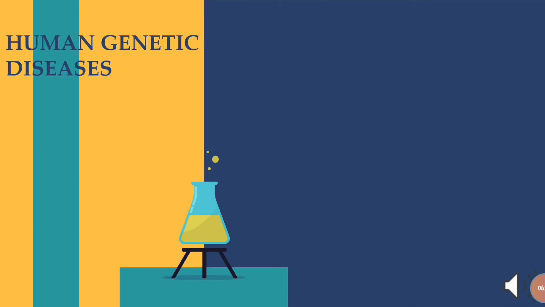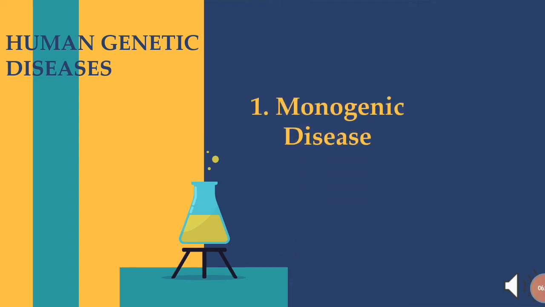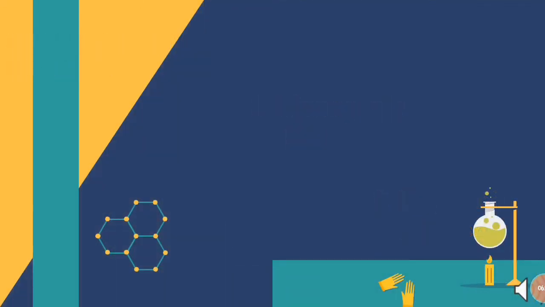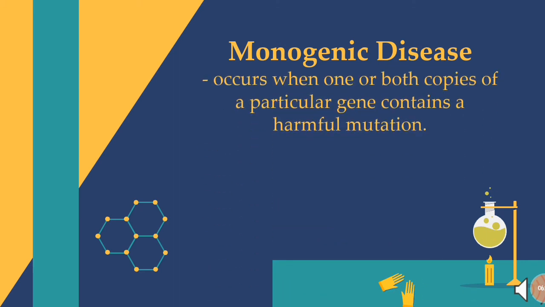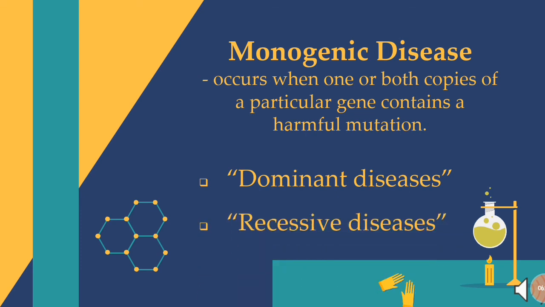The inheritance of one or more mutated genes can result in a genetic disease. Normally, individuals have 2 copies of each gene in the nucleus of every somatic cell in their bodies. A monogenic disease then occurs when one or both copies of a particular gene contains a harmful mutation. Monogenic disease is subdivided into two: the dominant diseases and recessive diseases. Dominant diseases are monogenic diseases that occur when both copies of a gene are mutated. An example of this is sickle cell disease.